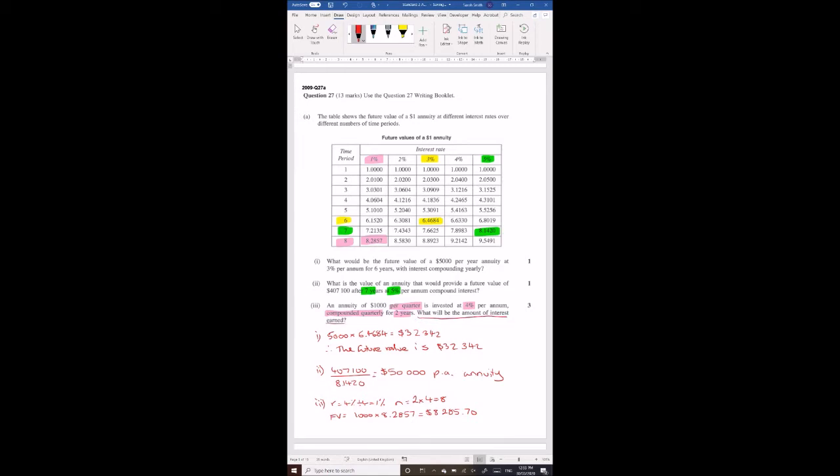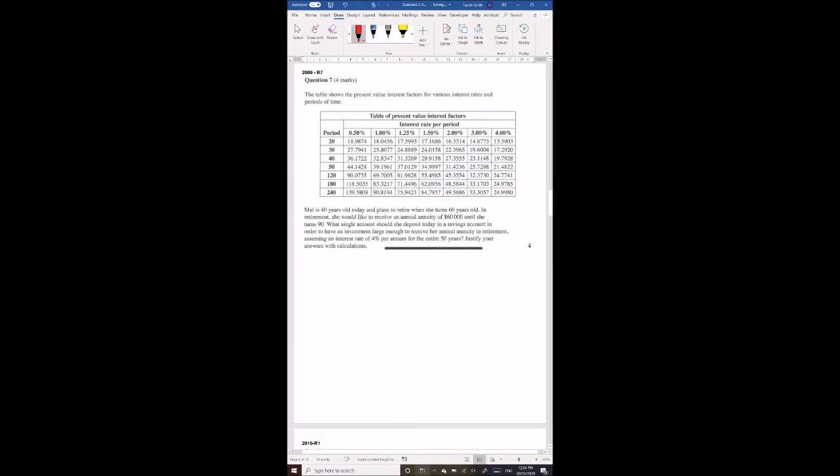So that's how we actually finish off this question. We need to do our 8,285.70 minus our 1,000 times 8, because we had 8 deposits of the 1,000 over the life of the annuity. So the interest will be $285.70.